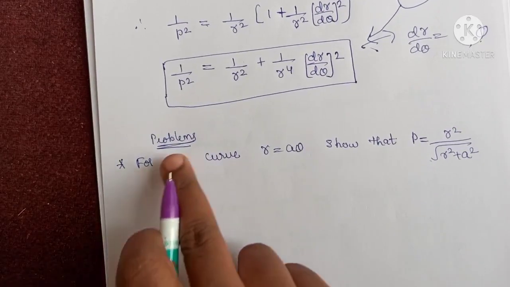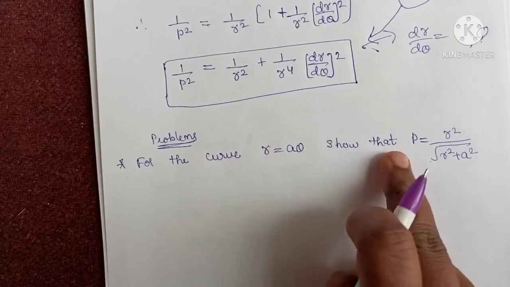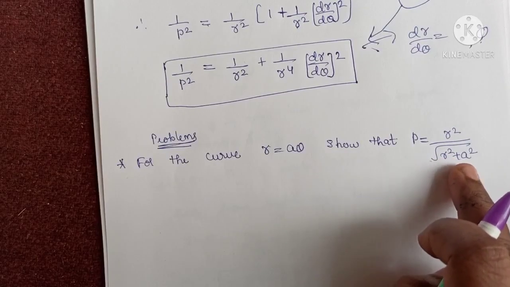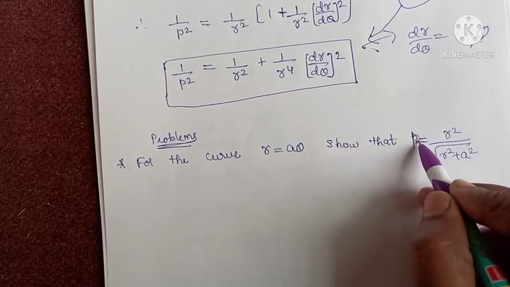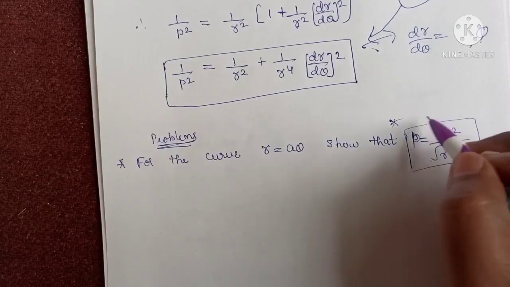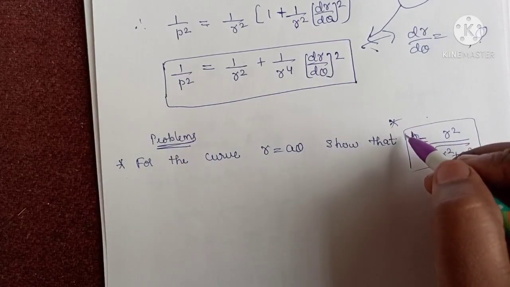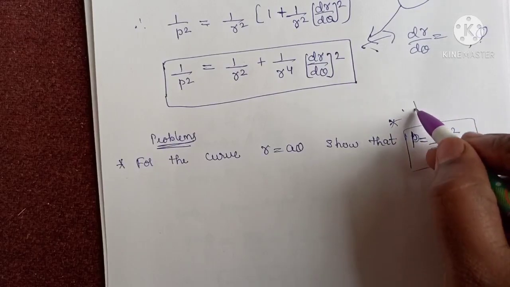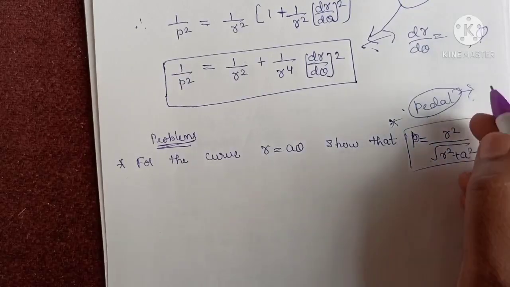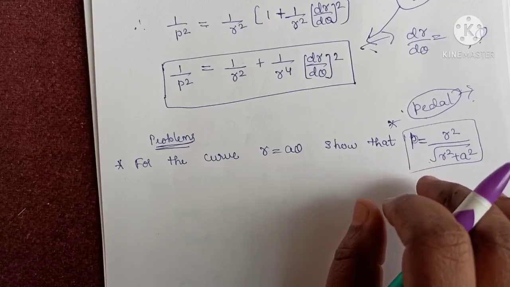Next problem. For the curve r equals a theta, show that p equals r square divided by square root of r square plus a square. Whenever this p term comes, you can understand that this is the problem of length of the perpendicular from pole to the tangent, or it is the pedal equation. We will learn the pedal equation in the next video. Pedal equation and length of the perpendicular are almost similar.